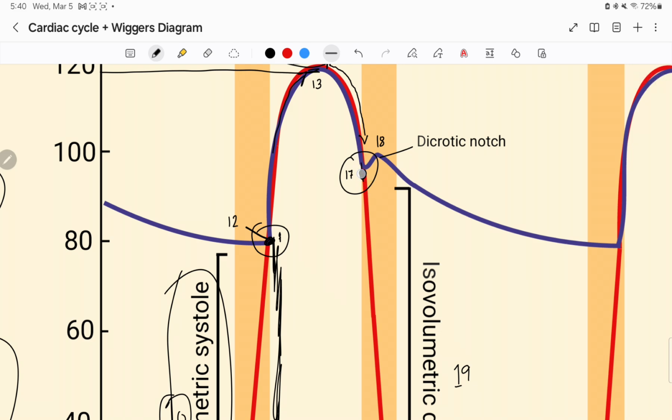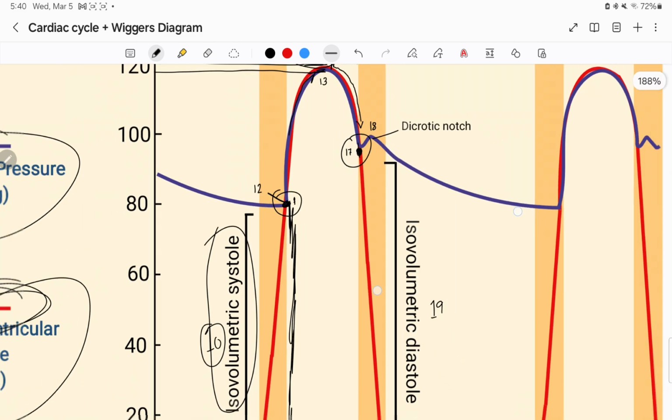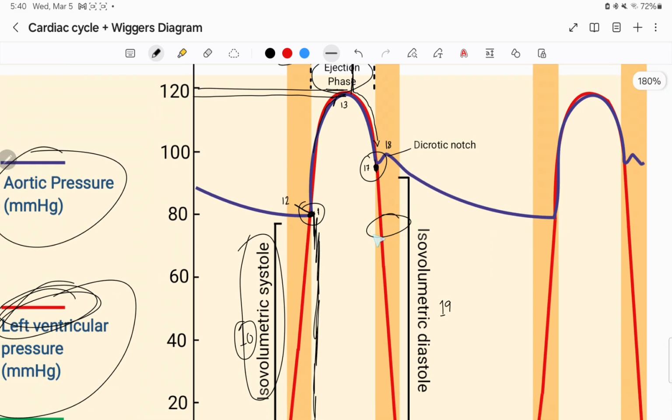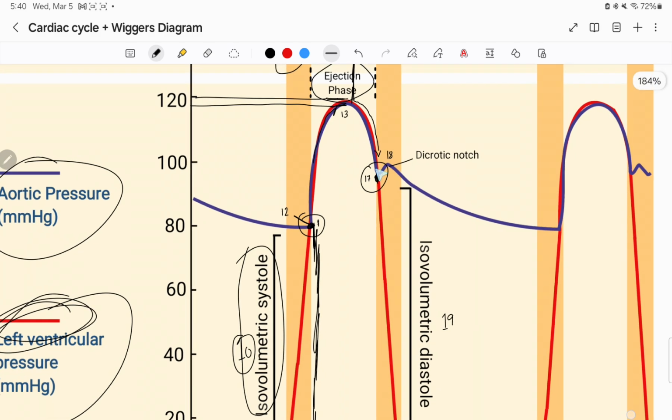And at this singular point right here, right before we enter this little block, which we said is isovolumetric diastole, if we stop right there, you'll notice that the left ventricular pressure drops to a point where it becomes less than the pressure in the aorta. And remember, does the aorta stay still when we're pushing blood into it in the ejection phase? No, it doesn't stay still.